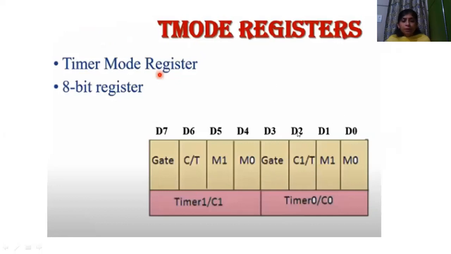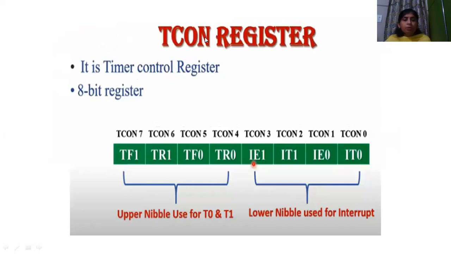Timer mode register, an 8-bit register, having D0 to D7. The TCON register, the timer control register, is again an 8-bit register. The lower nibble is used for interrupts and the upper nibble is used for T0 and T1. The lower nibble bits are IT0, IE0, IT1, IE1, and the upper nibble bits are TR0, TF0, TR1, and TF1.